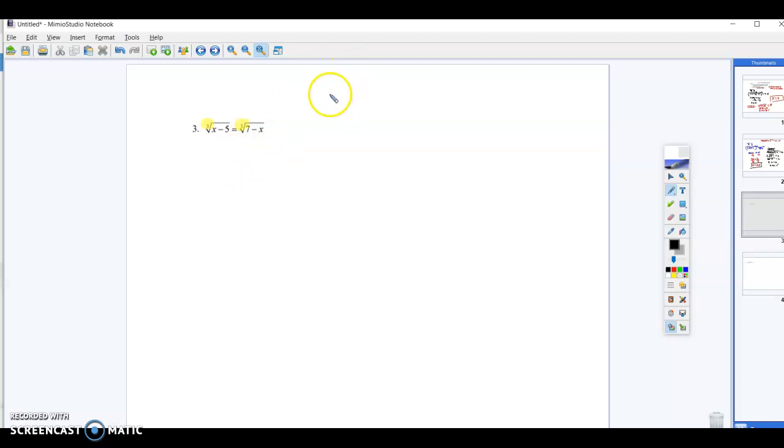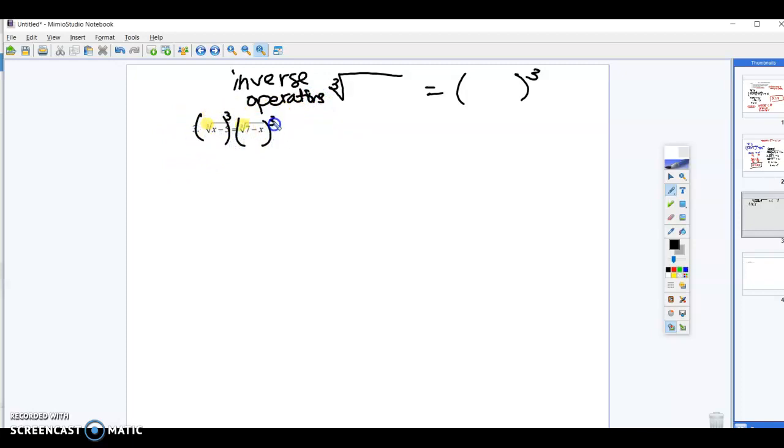But since this isn't a square root, this is a cubed root. The opposite of cubed root is to take something and cube it. Those are inverse operations, okay? So we're going to take each side and raise it to the third power. When we do that, that cubed root cancels out. So that's going to give me x minus 5 equals 7 minus x.